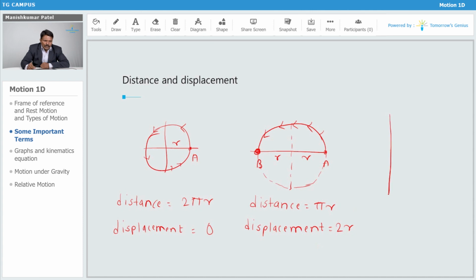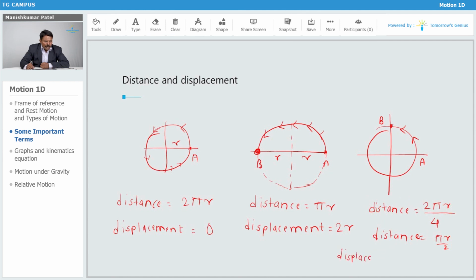Again, there is one more third important case. Let's say I left from A and reached point B, where B is a quarter of the circle. Now what is the distance again? The distance is 2 pi r upon 4, which is pi r by 2. So that is the distance. The next thing we will talk about is the displacement. The displacement is the shortest distance.